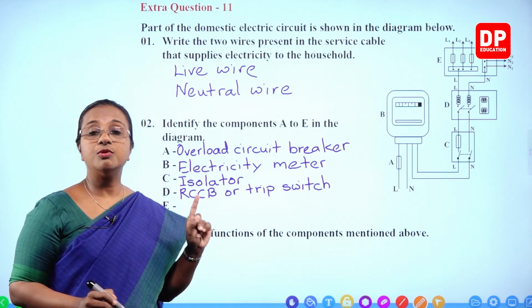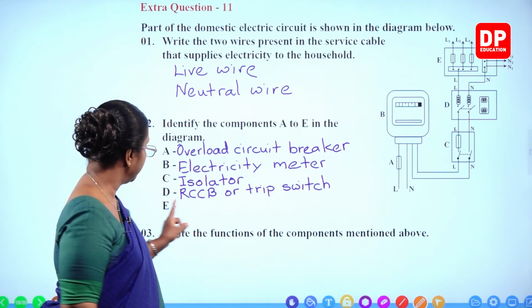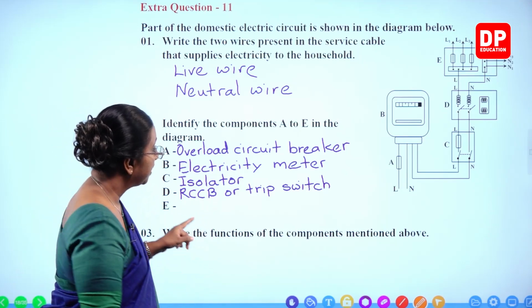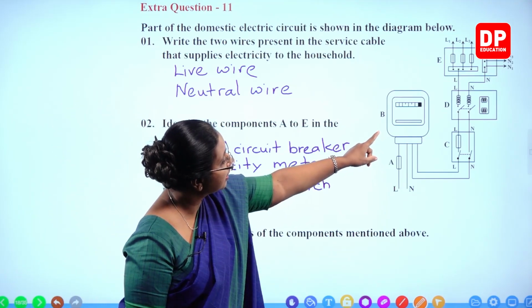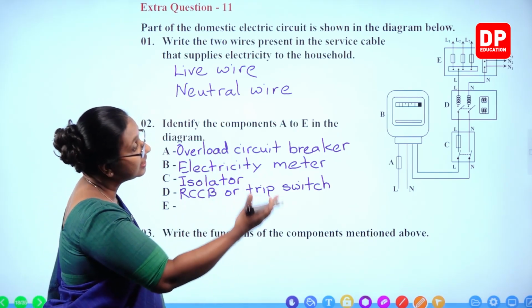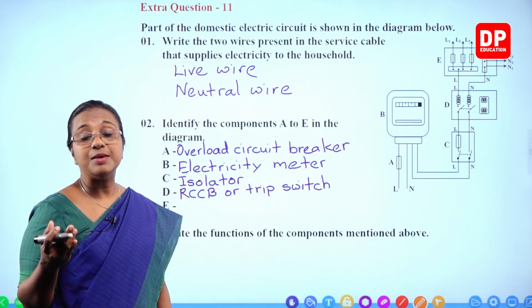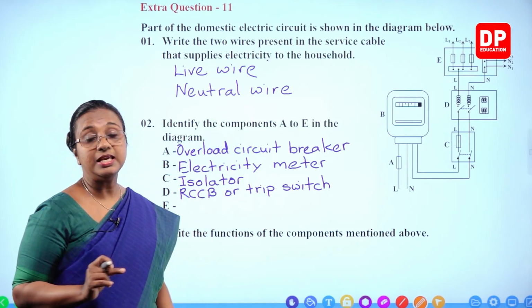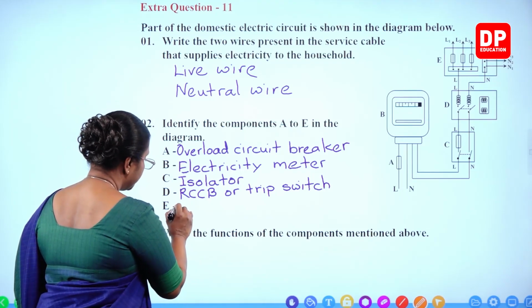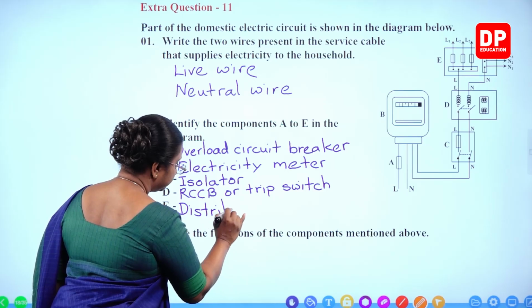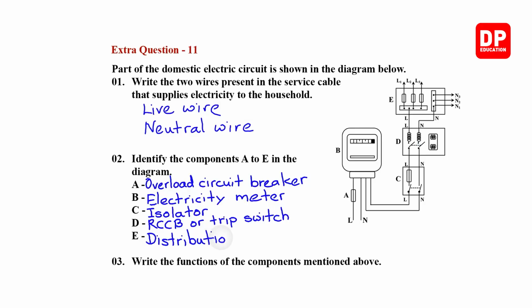RCCB means residual current circuit breaker. You can write that also, residual current circuit breaker. Then we have component E. E is the distribution box. Inside the distribution box you get the MCBs, miniature circuit breakers, but the full component E is the distribution box.